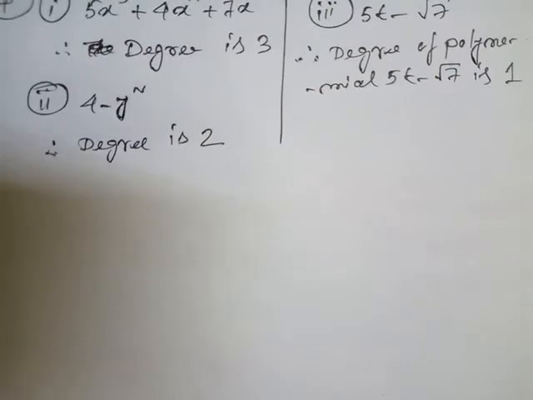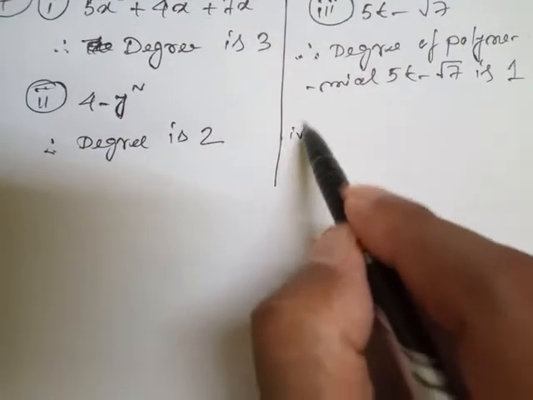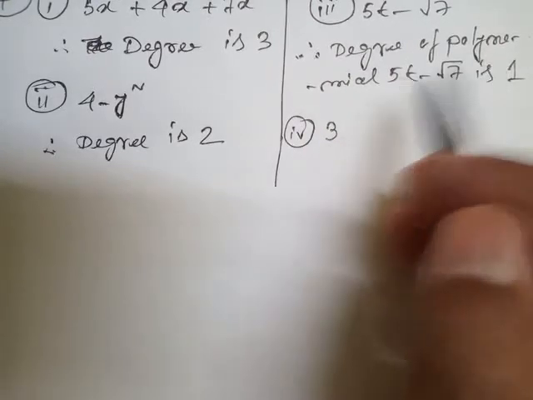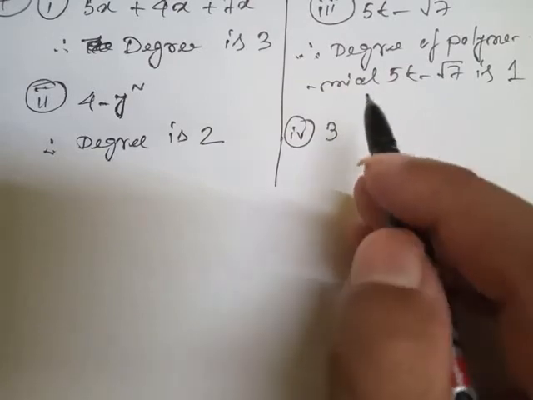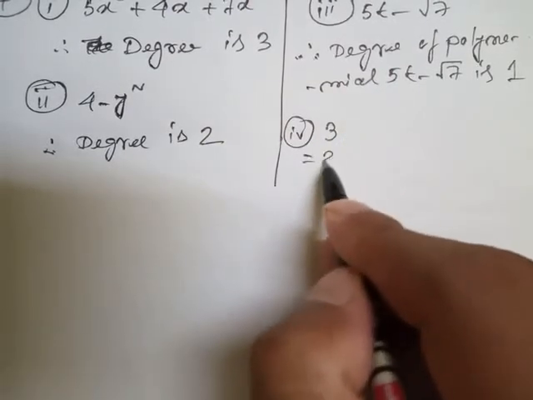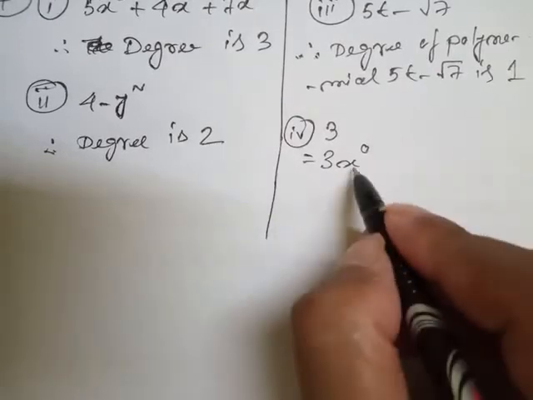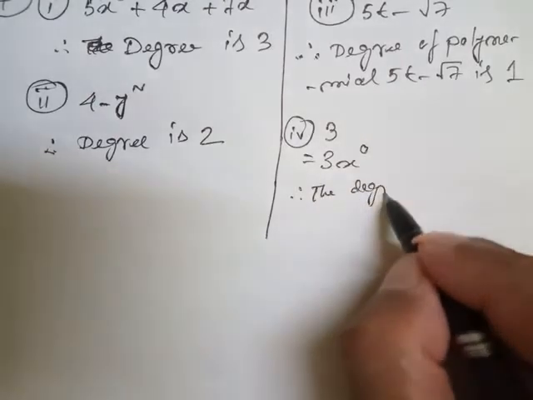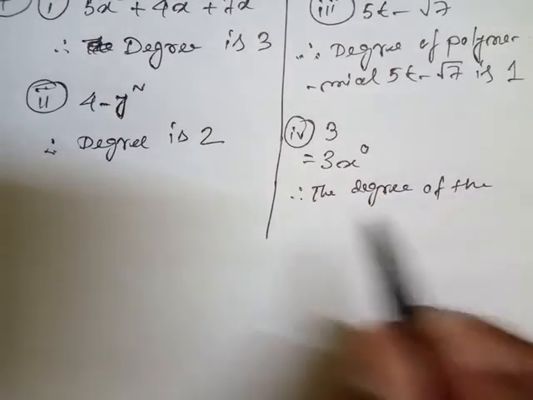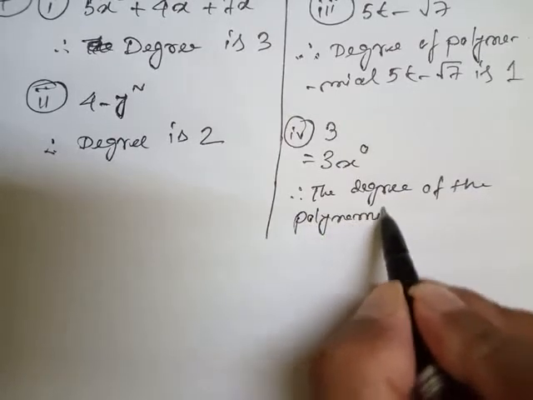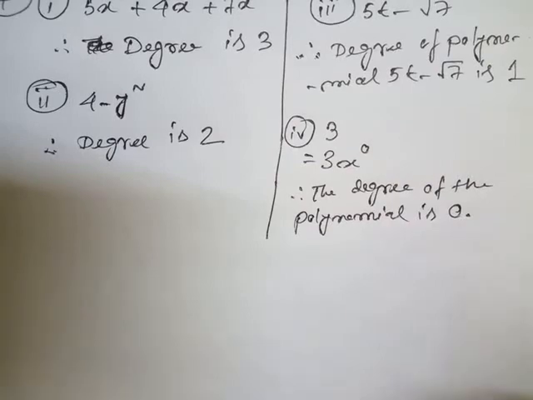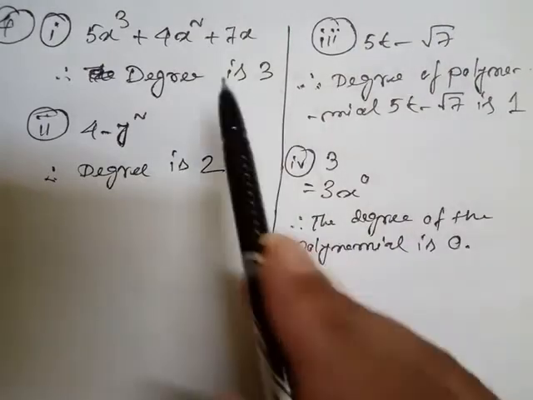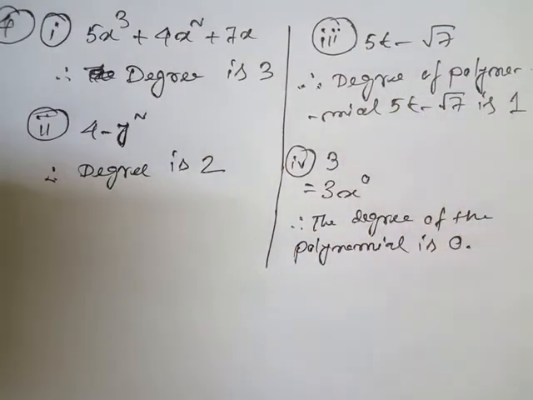Students, now to the next one is Roman 4. I am writing here Roman 4, that question is given only 3. So this can be written actually, if I write like this, that 3 can be written 3x to the power 0, but power of x is 0. So we can say that therefore the degree of the polynomial is 0. Here I have written only degree is 3 and degree is 4, degree is 2 is also okay, no problem. And here I have written the full sentence.